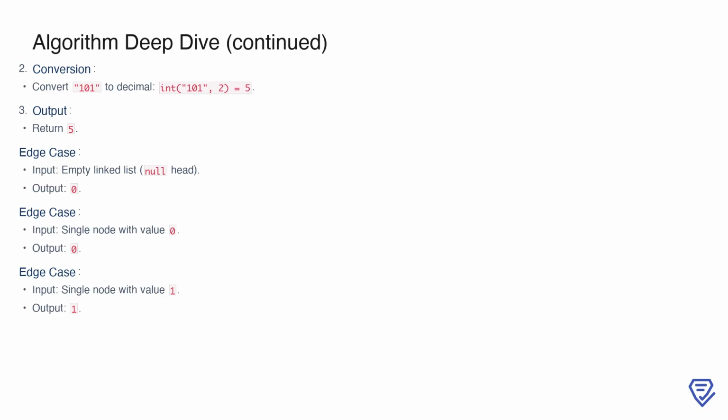Let's briefly revisit some edge cases. If the input linked list is empty, the output is 0 because there are no digits to process. For a linked list with a single node containing the value 0, the output is 0 as well. Similarly, if the single node contains the value 1, the output is 1. These edge cases ensure the algorithm handles minimal input scenarios correctly. By following this approach, we can reliably convert any binary number represented in a linked list into its decimal equivalent.